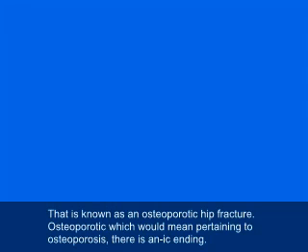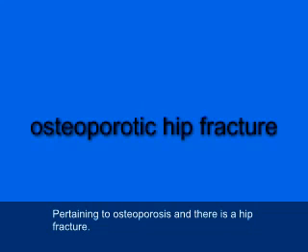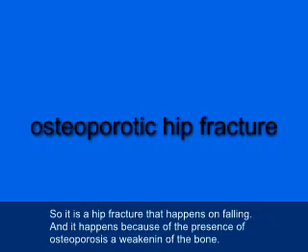And there's another type of fracture that an older person can have also when they take a fall, and that's known as an osteoporotic hip fracture. Osteoporotic would mean pertaining to osteoporosis. There's that IC ending. So it's a hip fracture that happens upon falling, and it happens because of the presence of osteoporosis, a weakening of the hip.